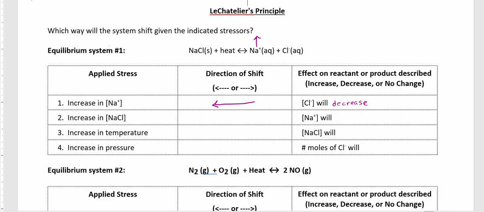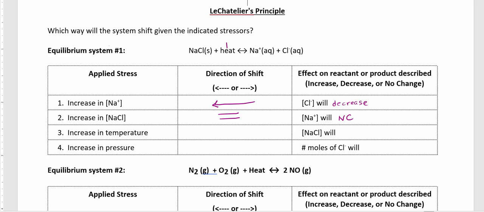If we increase the concentration of the sodium chloride, well, the sodium chloride is a solid, so adding more solid isn't going to do anything to the direction of the equilibrium. So there will be no change in the concentration of the sodium ions.